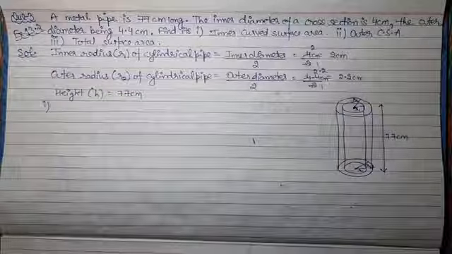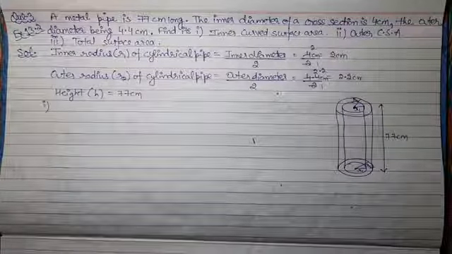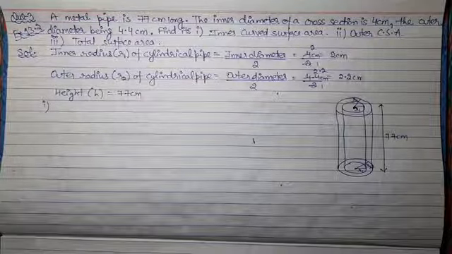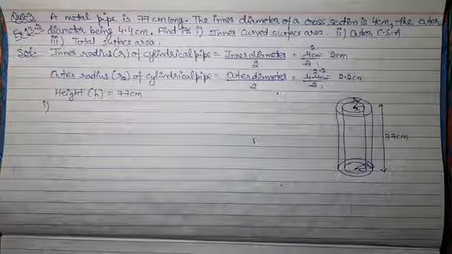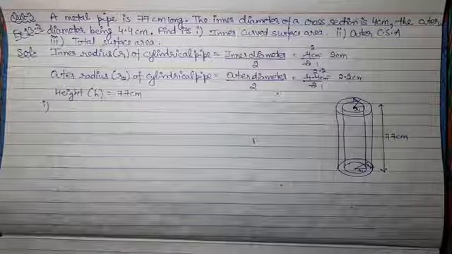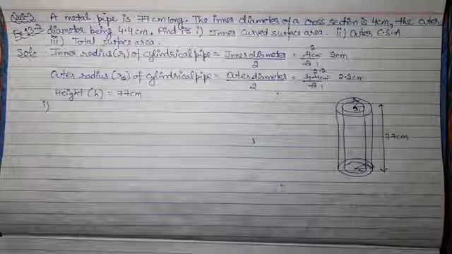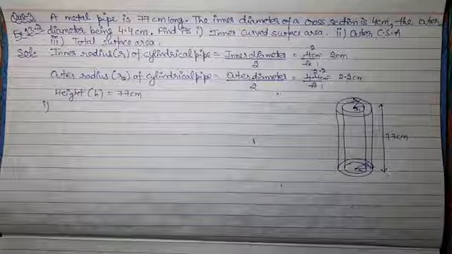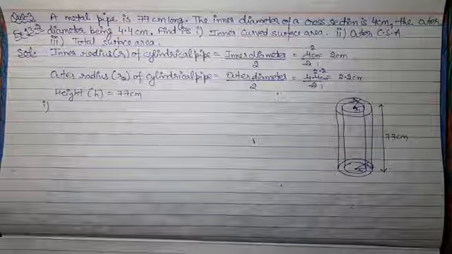Question number 3, exercise 13.2. A metal pipe is 77 cm long. The inner diameter of a cross section is 4 cm. The outer diameter being 4.4 cm. Find its first, inner curved surface area, second, outer curved surface area, and in the third part, total surface area.